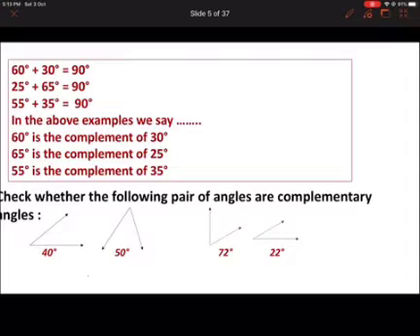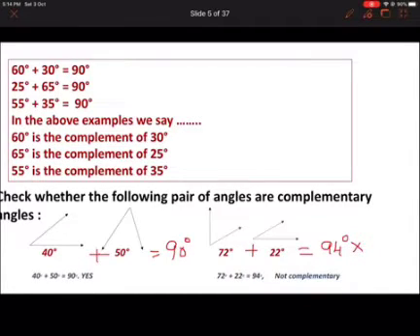Yes, children, clearly 40 plus 50 is 90 degrees, is it not? What about 72 plus 22? How much is that? It is 94 degrees. So we can say that 40 and 50 are a complementary pair of angles, but 72 and 22 degrees are clearly not complementary. Is that clear? So the first pair of angles is a complementary pair, but the second one is not. Is that clear? Okay, shall we move on?